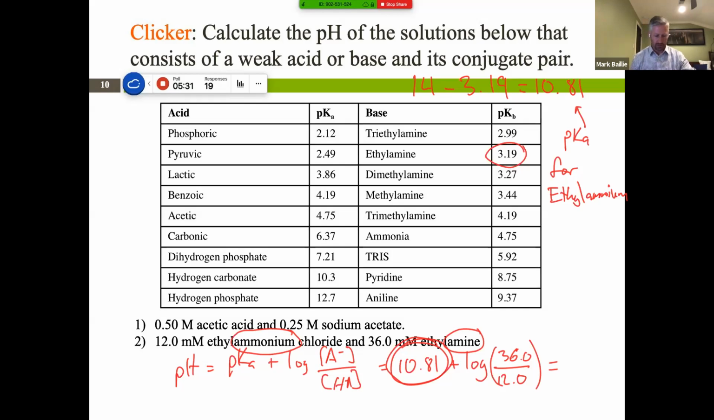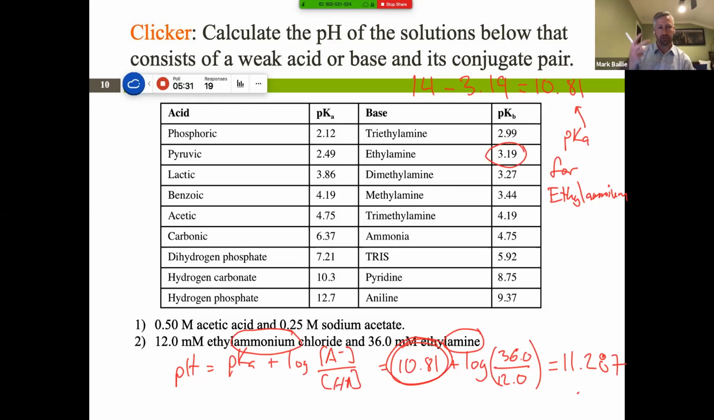So in this case, I actually didn't do these numbers. I punched it in, 10.81 plus log of parentheses, 36.0 divided by 12.0, equals, so I found a pH of 11.2. How many sig figs do we have here? 3 sig figs, so 287.